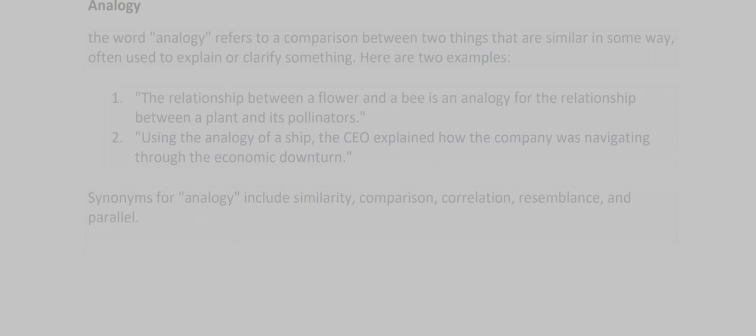Analogy. The word analogy refers to a comparison between two things that are similar in some way, often used to explain or clarify something. Here are two examples. 1. The relationship between a flower and a bee is an analogy for the relationship between a plant and its pollinators. 2. Using the analogy of a ship, the CEO explained how the company was navigating through the economic downturn.